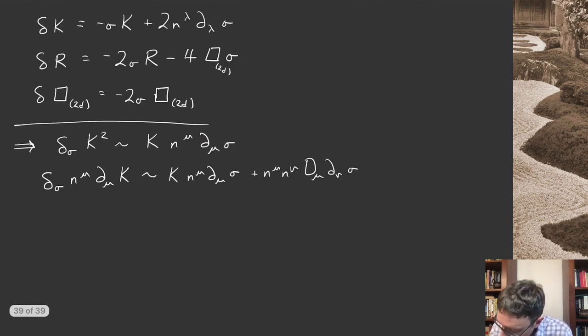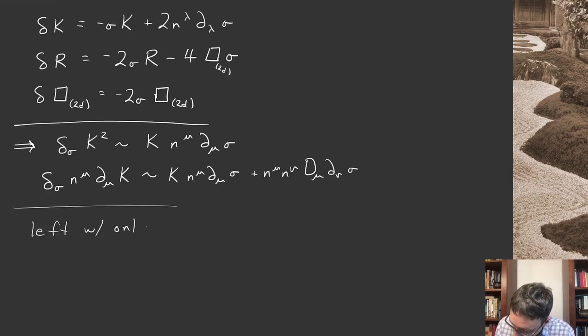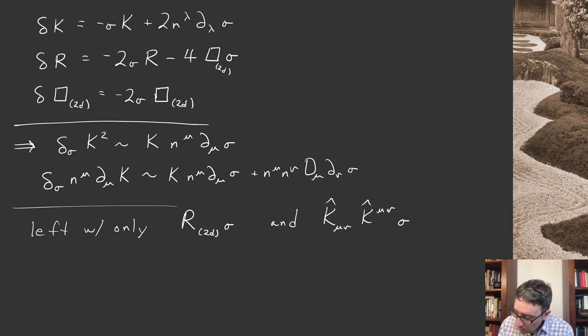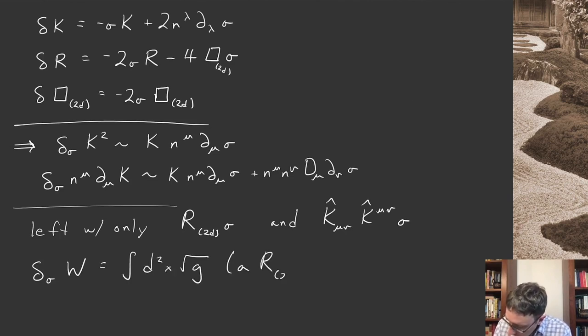And indeed, we can look at that now and see if this makes sense. So we're left with only this 2D Ricci scalar times sigma and this traceless version of the extrinsic curvature times sigma for the anomaly effective action. That delta sigma of W is the integral d2x square root g, A R 2D, where that A is some constant, and then B times k hat mu nu squared sigma.